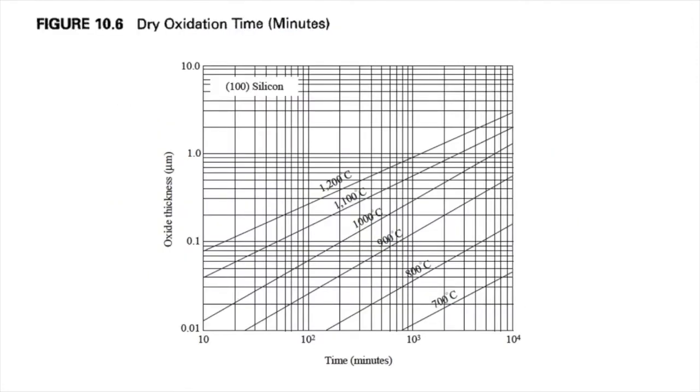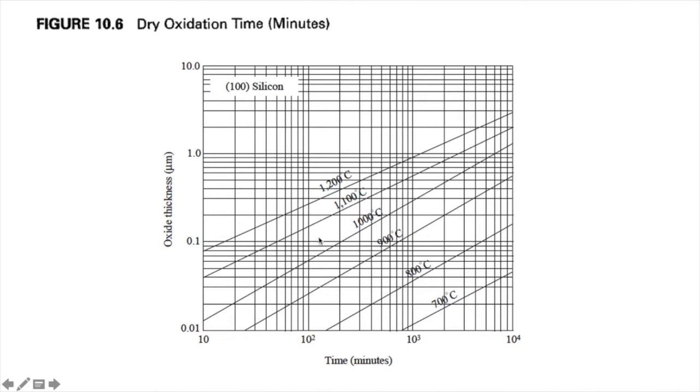Now here you see that it shows how much time you need. It's sort of a guideline for how much time you need to grow a given thickness of oxide layer using the dry oxidation process. For example, 100 minutes at a given temperature. If you grow at 1200 degrees centigrade, you can grow something like a 0.2, 0.3 micron thick oxide layer.